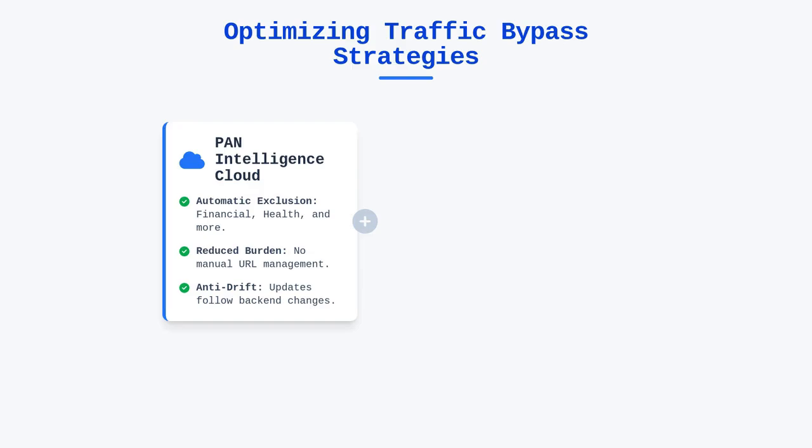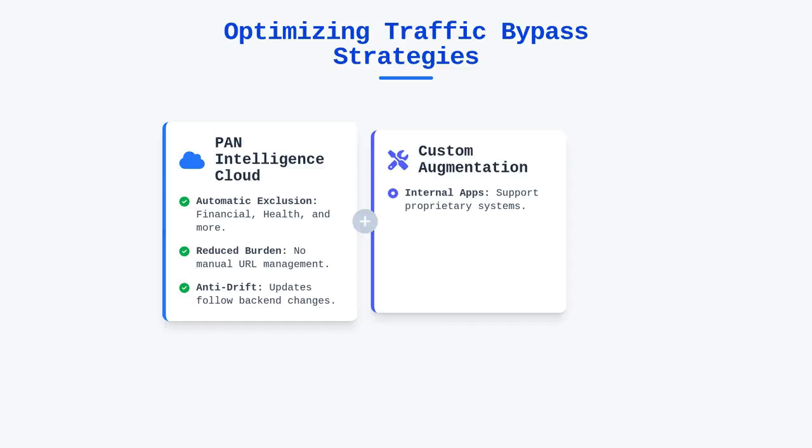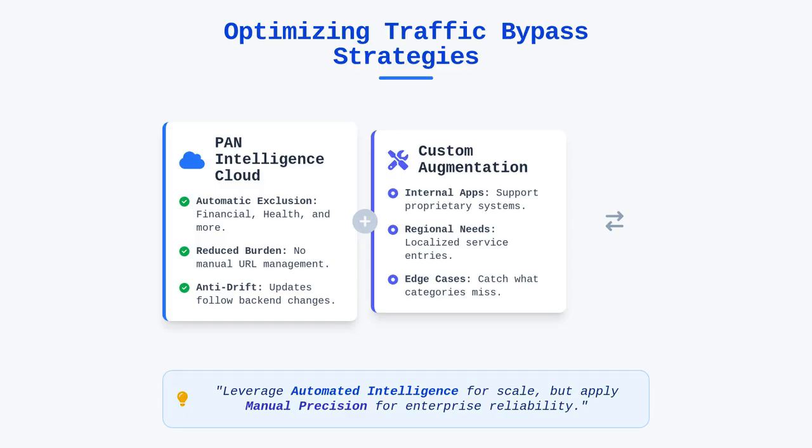infrastructure. However, relying solely on canned categories is rarely sufficient in an enterprise environment where custom internal applications or unique regional services represent a large portion of the traffic. You must be prepared to augment these automated lists with specific, custom URL-based or destination-based bypass entries to catch the edge cases that the broad categories miss.